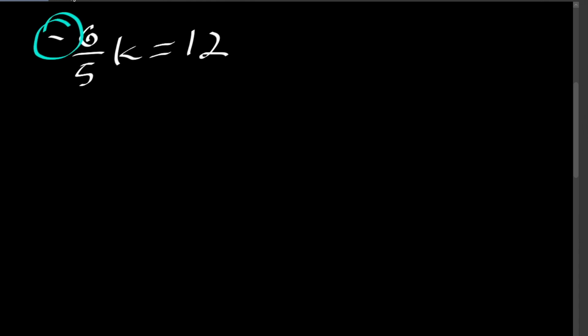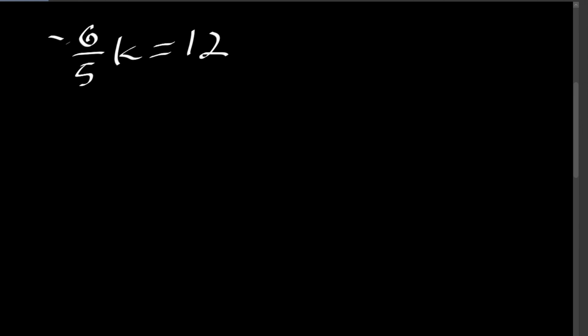Let's say I have, let's do negative 5 over 6 k, actually negative 6 over 5 k equals 12. Now, all I've really done here to try to throw you off a little bit is add in a negative. But if you can remember your multiplication rules with positive and negative numbers, you should be okay on this. So pause the video, try this, and see what you come up with.